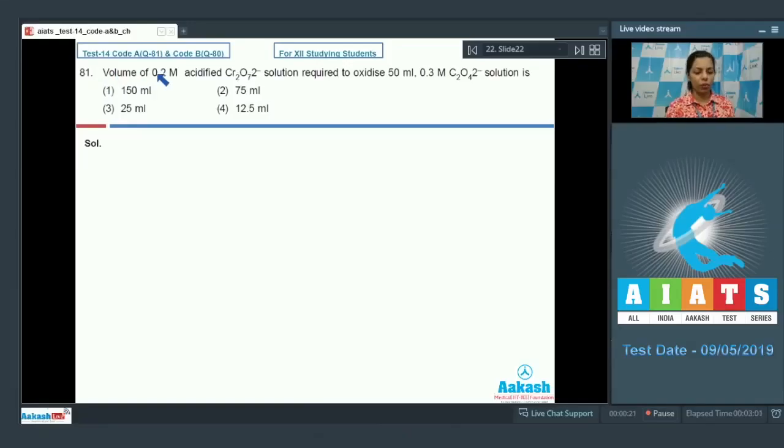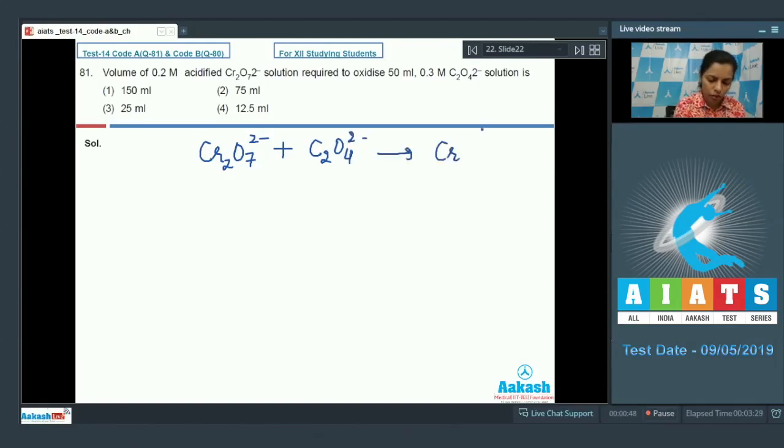Now question number 81. Volume of 0.2 molar acidified Cr2O7^2- solution required to oxidize 50 ml of 0.3 molar C2O4^2- solution. It means in this case we have dichromate solution which is oxidizing oxalate ions, and there would be Cr3+ that's formed here and CO2.